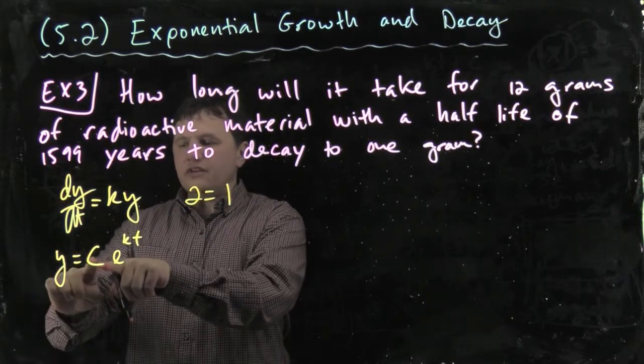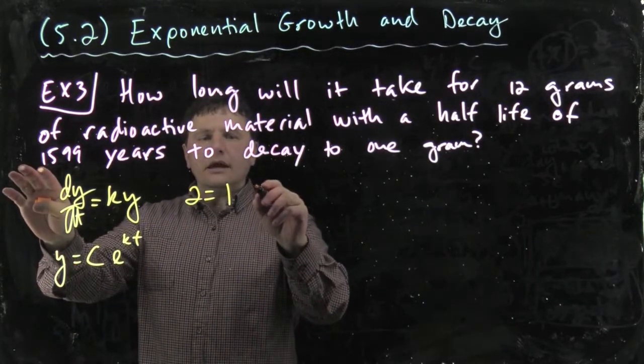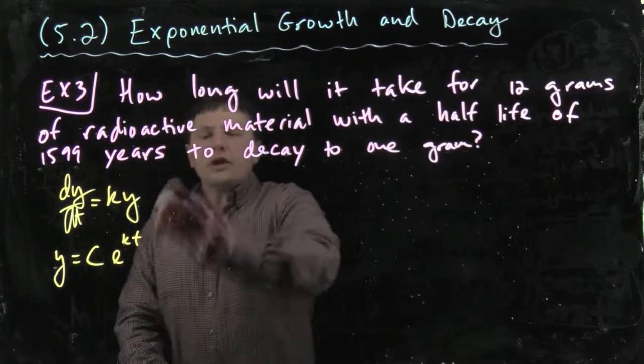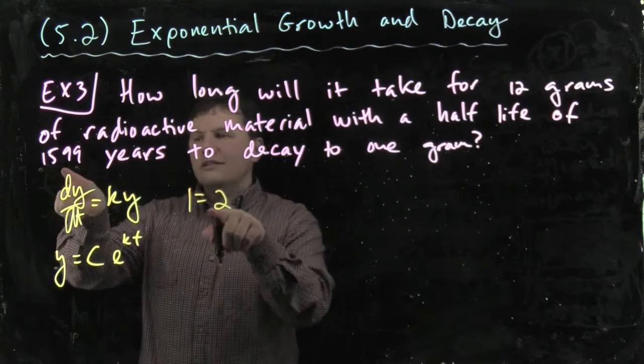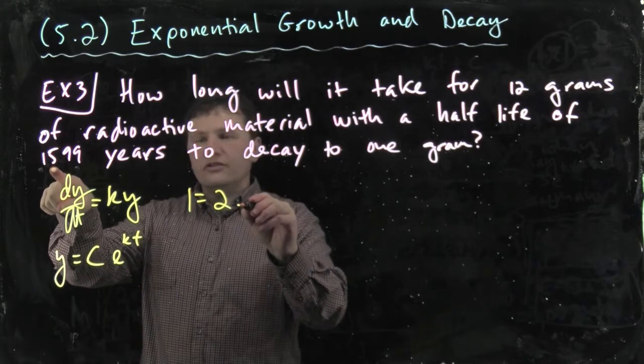So if c is equal to 1, how long would it take for the output to be 2? Oh, it's the other way around, my bad. I'm thinking of doubling our money. So we're going from 2 to 1. How long will that take to drop in half? Regardless of how much material there is, that's how long it'll take.